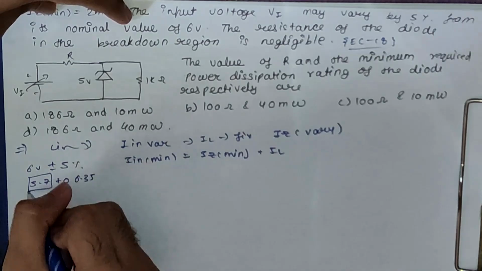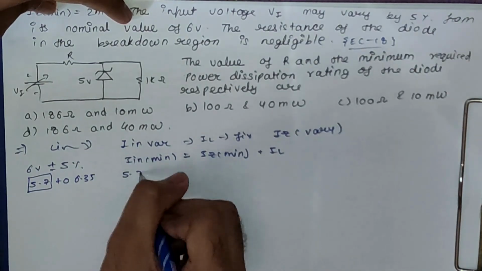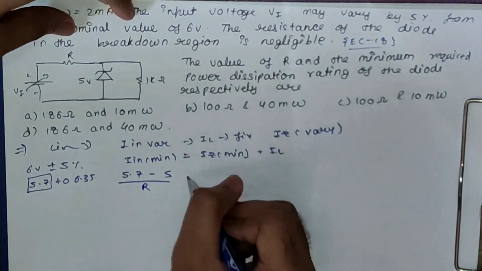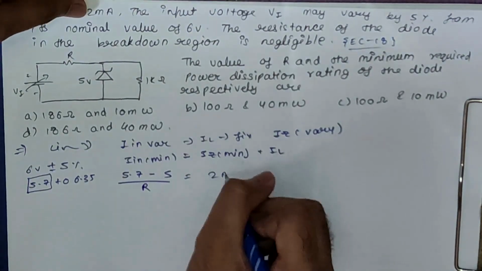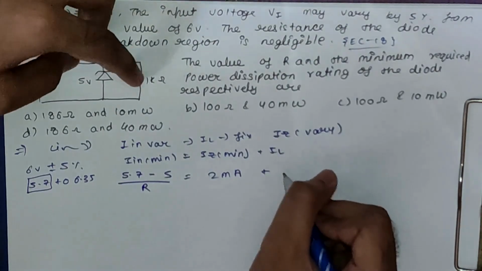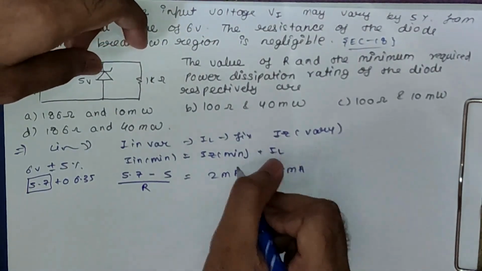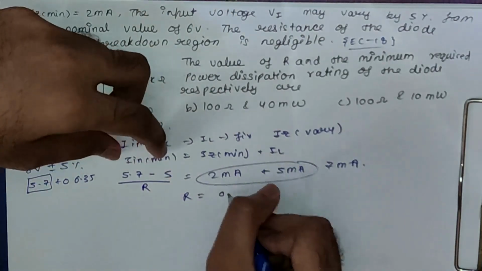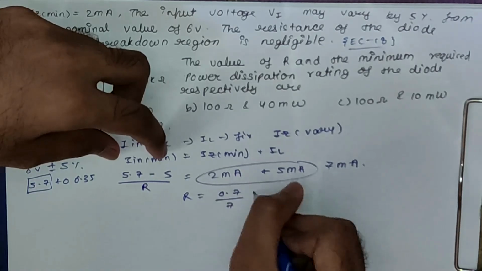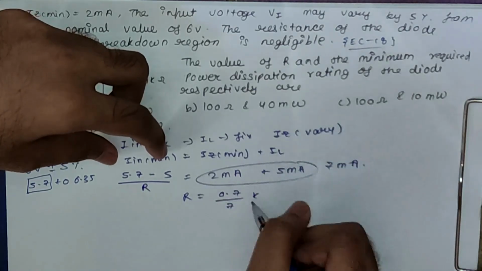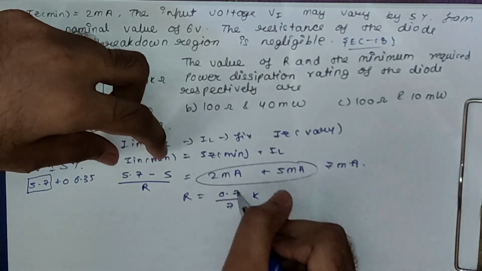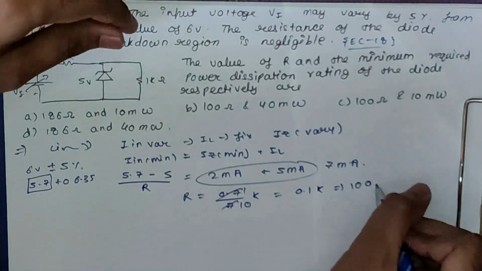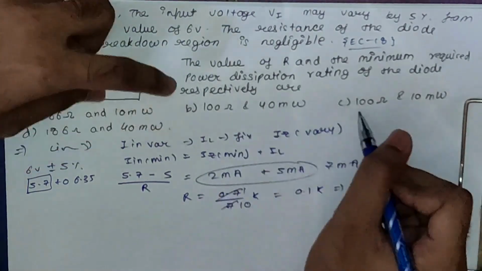The minimum voltage is 5.7 volt here, so we can write (5.7 minus 5) upon R, that is (Vi minus Vz) upon R, equals IZ minimum plus IL. IZ minimum is 2 milliampere here. IL will be 5 upon 1K, which is 5 milliampere. So this is 7 milliampere. So R is 5.7 minus 5, which is 0.7, upon 7, with milliampere converting into kilo ohm. We get 1 by 10, which is 0.1 K. So the answer will be 100 ohm. So either B or C will be the correct option.